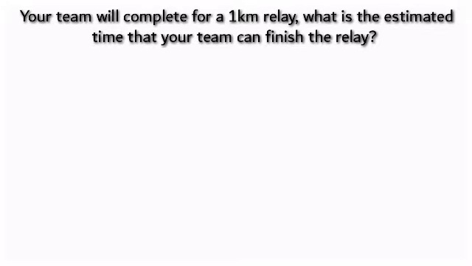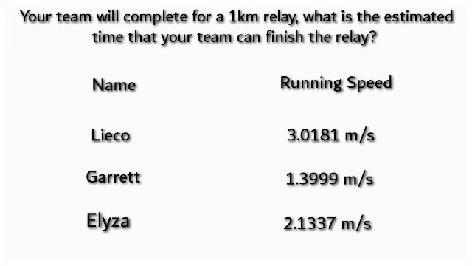Your team will compete in a 1 kilometer relay. What's the estimated time that your team can finish the relay? But first, let's compile the runners' running speed. Lyco has a speed of 3.0181 meters per second. Garrett has 1.3999 meters per second. And Eliza's running speed is 2.1337 meters per second.